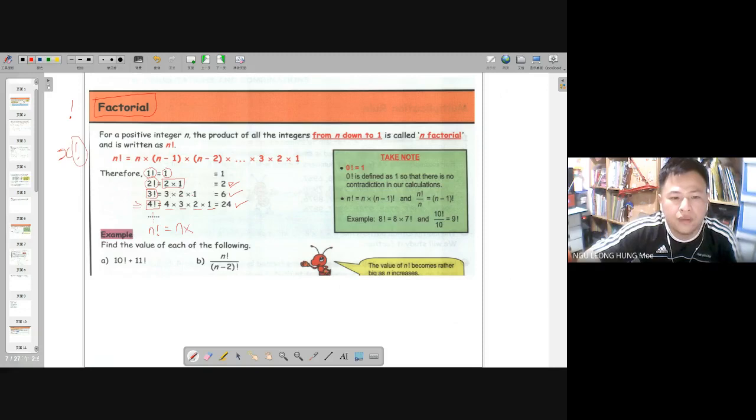Let's look at 4 factorial, 4 times 3. What is the relation between 4 and 3? 4 minus 1 equals 3 for the second one, right? So for the second one will be n minus 1. For the third one, you see 4 and 2, that means 4 minus 2, so the third one will be n minus 2. The fourth one, you see 4 and 1, so 4 minus 3. So n minus 3.